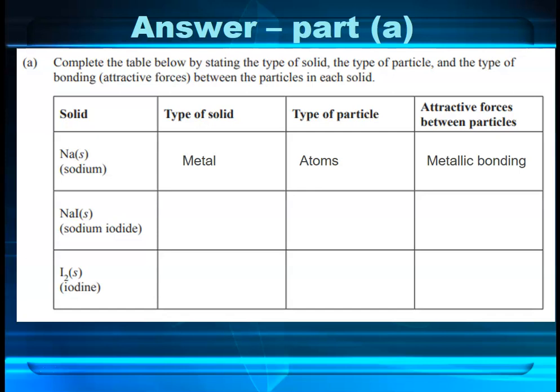Sodium iodide has 2 types of atoms present, sodium and iodine. Sodium, we've already decided it's a metal. Iodine, hopefully by looking at the periodic table, you will realise is a non-metal. And so having a metal and a non-metal present means it's likely to be an ionic compound, which means it's made up of ions held together by ionic bonding. And finally, if we've decided that iodine is a non-metal, then iodine must be a molecular substance which is made of molecules held together by intermolecular bonding. This table and the information on it provides you with the clues that you need to answer the rest of the question.